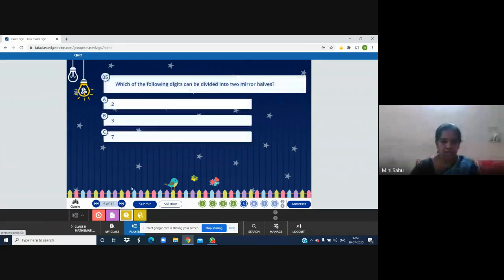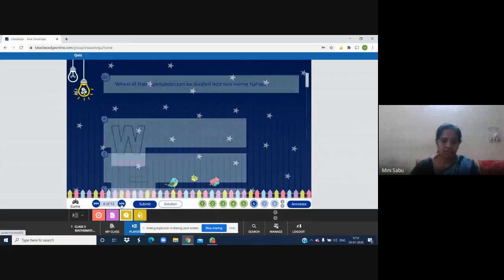Okay. Then the next question. Which of the following digits can be divided into two mirror halves? Three digits are given to you. 2. Can you cut vertically or horizontally to make a mirror half? No. So what about 7? If you cut any way, we will not get equal parts. What about 3? 3 you can cut this way horizontally, then you will get two equal parts. So let us try this answer. Okay? Yes. We are correct. 7 and 2, why not? You understood, no? Now we will go to the next question.